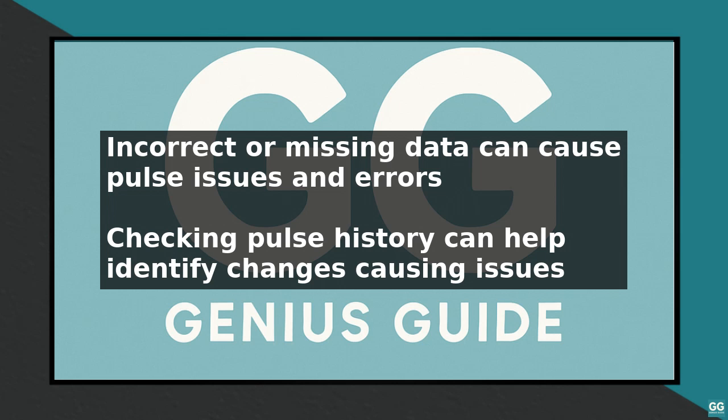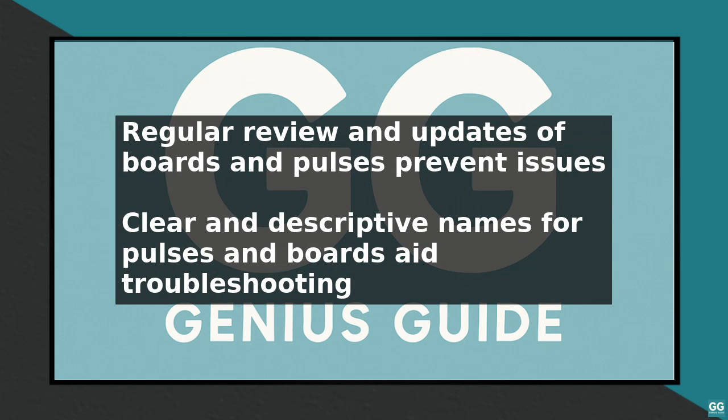In addition to these steps, there are several best practices you can follow to prevent pulse issues. First, make sure to regularly review and update your boards and pulses to ensure that they are accurate and up to date. Second, use clear and descriptive names for your pulses and boards to make it easier to identify and troubleshoot issues. Finally, use Monday.com's built-in reporting and analytics tools to monitor your boards and pulses and identify any potential issues before they become major problems.